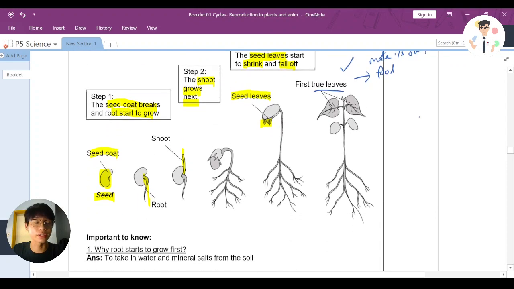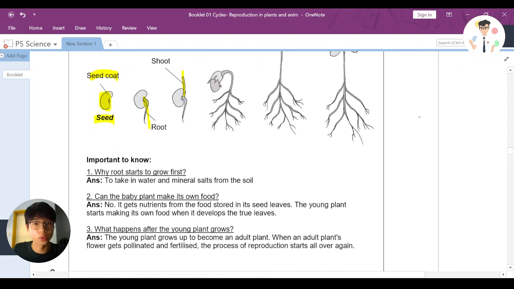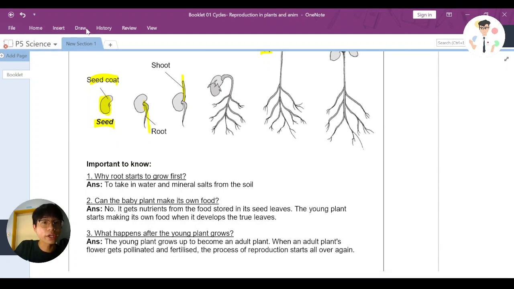Now, let's look at some of the important things to know. The first: why do roots start to grow first? Because you need to have roots to take in what? Water and mineral salt from the soil. Again, the root is very important to grow first to take in water and mineral salt. Now, can the baby plant make its own food? The answer is no. It gets nutrients from the food stored in its seed leaves.